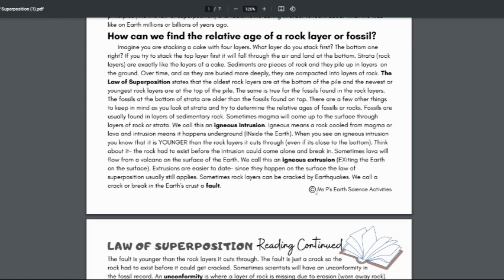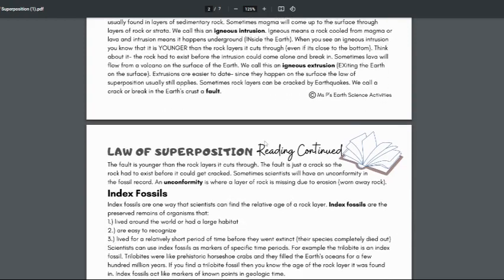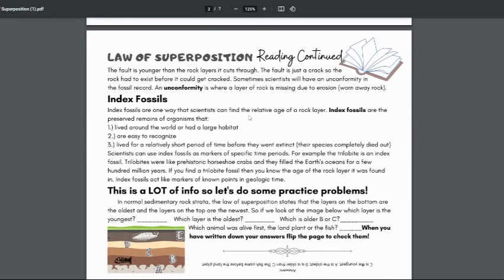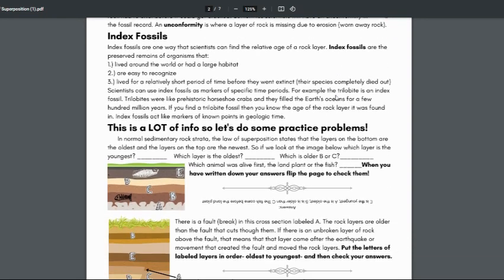Sometimes rock layers can be cracked by earthquakes. We call a crack or break in the Earth's crust a fault. All right, last one. The fault is younger than the rock layers it cuts through. The fault is just a crack, so the rock had to exist before it could get cracked. Sometimes scientists will have an unconformity in the fossil record. An unconformity is where a layer of rock is missing due to erosion or worn away rock.